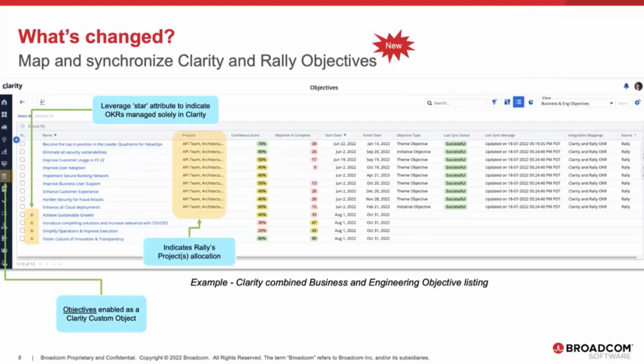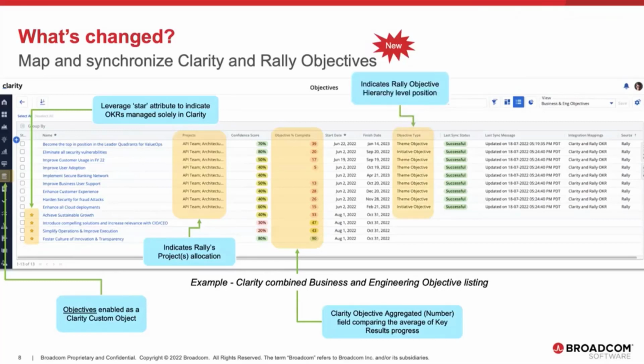The projects column indicates those projects that are associated with the Rally OKRs. You can have one or more project or team assignments associated with any given OKR. The Clarity objective percent complete is an example of an aggregated number field comparing the average of key results progress.